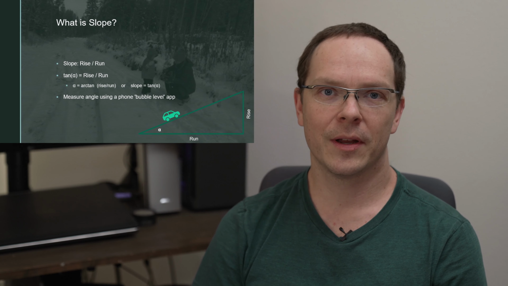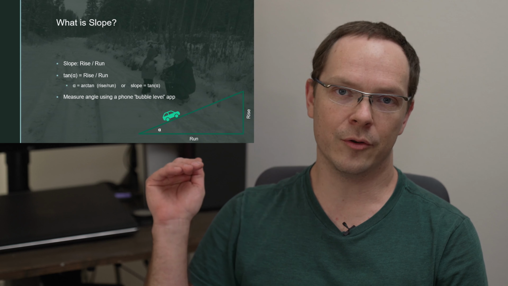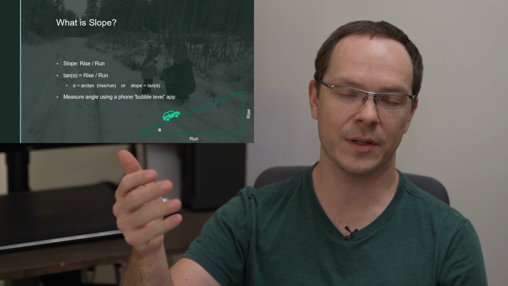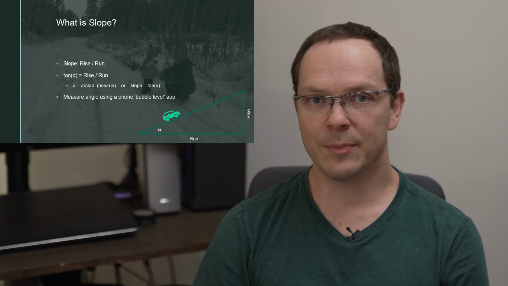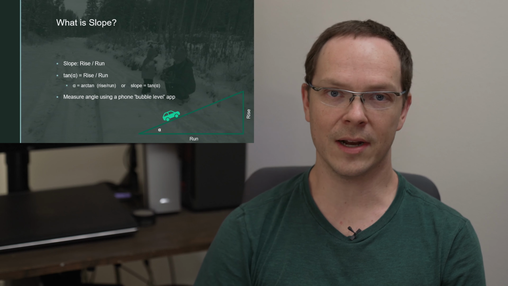So what is slope? It is the rise over the run. If you go forward 100 feet and up 10 feet, that's a 10% slope because it's 10 over 100. It's pretty easy to calculate. It's just the tangent of the angle is equal to the rise over the run.